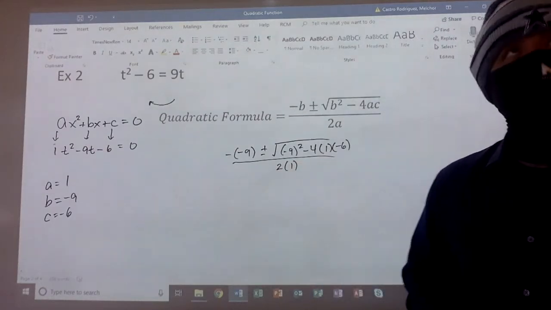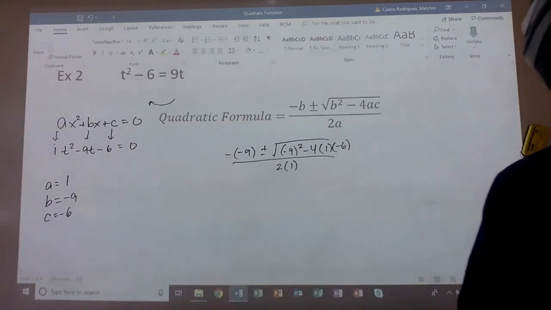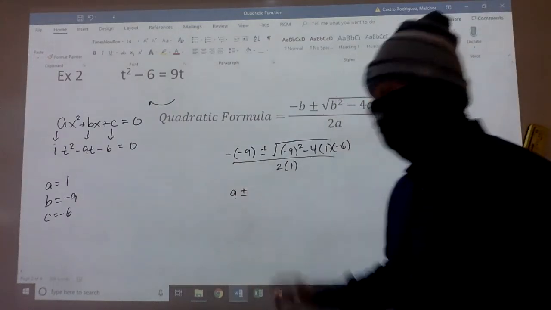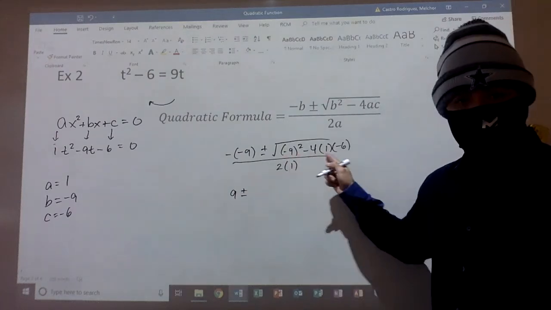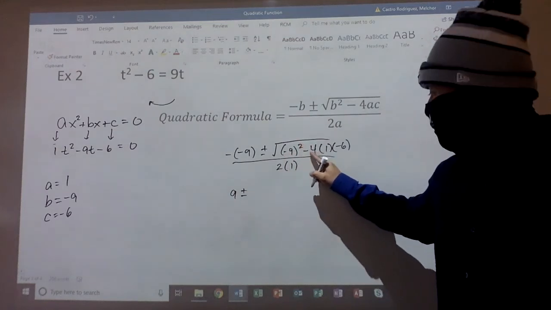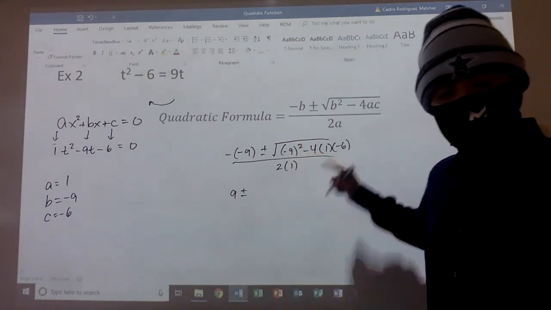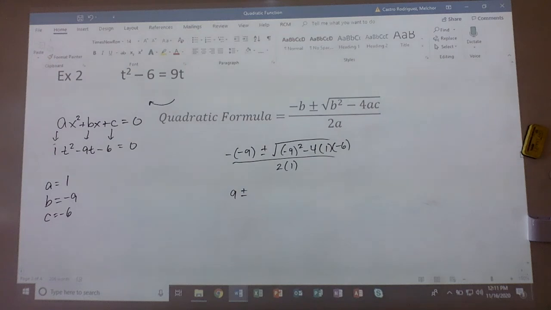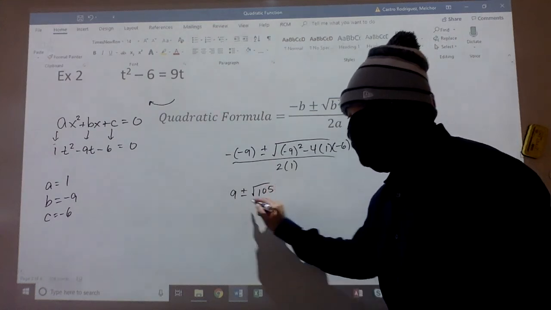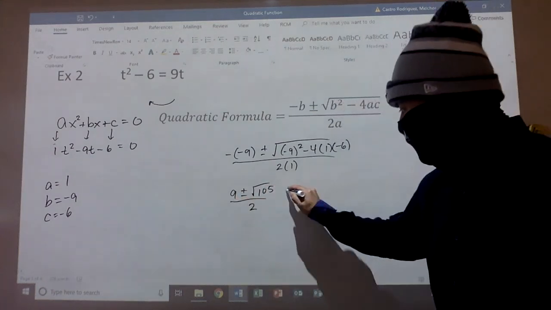Same thing I did on the other one. Negative times a negative, it turns into a positive. Plus and minus. Go ahead and put this in the calculator. So start with parentheses, negative 9 squared minus 4 times 1 times negative 6. See how much you get. This is how much I got, 105. Divided by 2. So we analyze the 105.